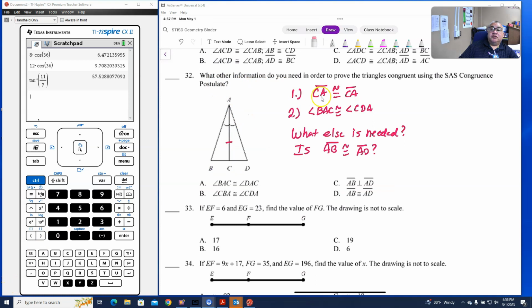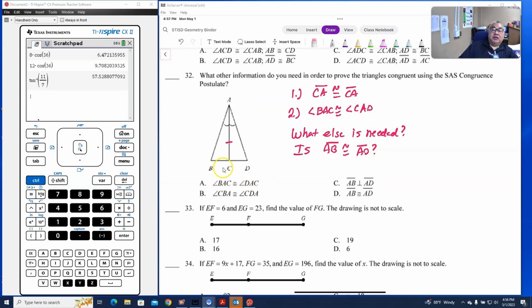What other information do you need in order to prove the triangles congruent using side angle side? Well, we know that they share a common side. So that's the first part of the postulate. Side, we need to make sure the corresponding sides are congruent. We know that angle BAC is congruent to angle CAD.